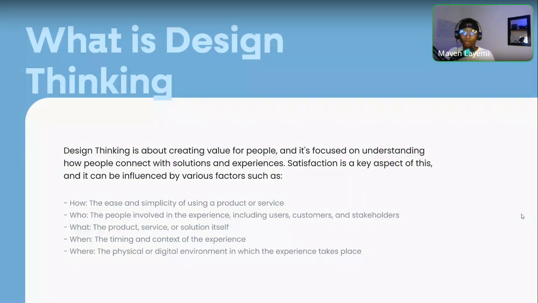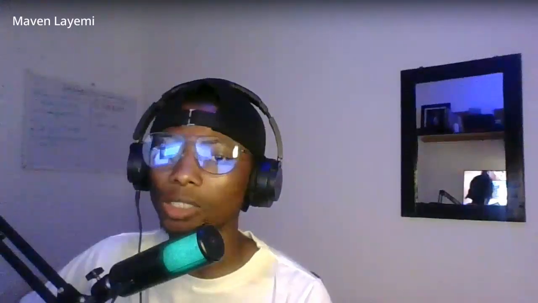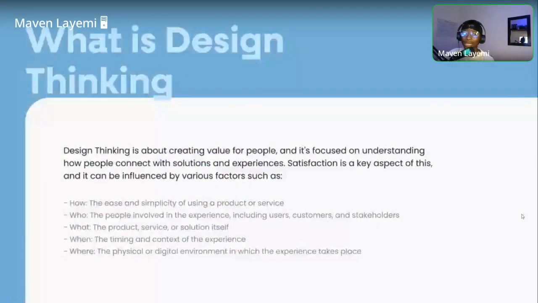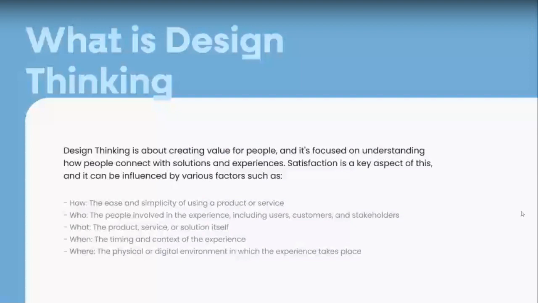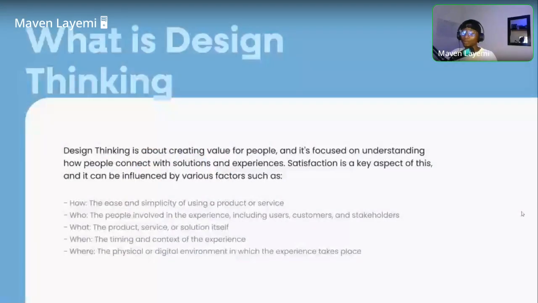Okay, so let me read it first. Design thinking is about creating value for people, and it is focused on understanding how people connect with solutions and experiences. So design thinking is about the value you wish to create. You want to create a value.